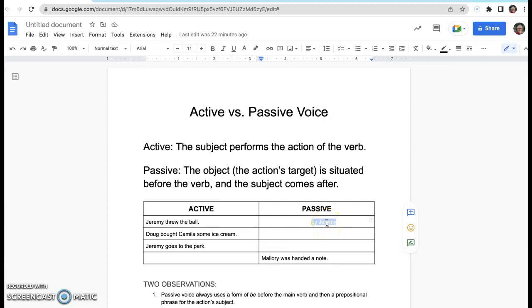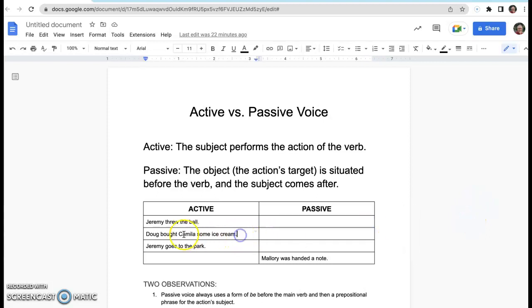I know that's a lot of grammar language, which you may or may not be familiar with, since we've not spent a lot of time identifying parts of speech and parts of sentences like that. But I'm just trying to give you a little bit of an overview of what's necessary to understand the difference between active and passive voice.